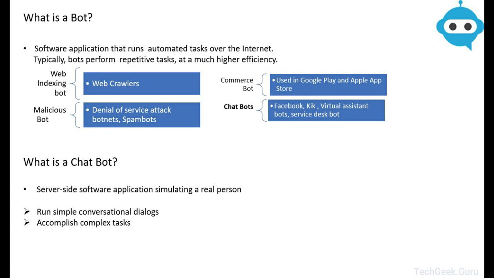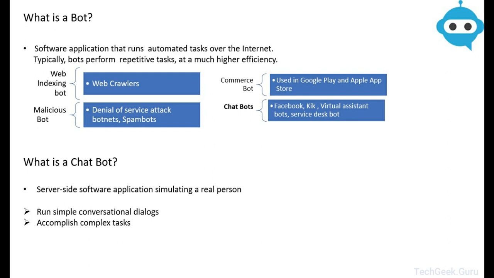Then we have commerce bots. These are the bots which enable users on different websites to make payments for their purchases. You might have come across these kinds of bots on Google Play, Apple App Store, or any other app where you made a purchase in an automated way using a bot. Then we have malicious bots. These are the bad bots which hackers and spammers use. One example is a denial of service attack botnet.